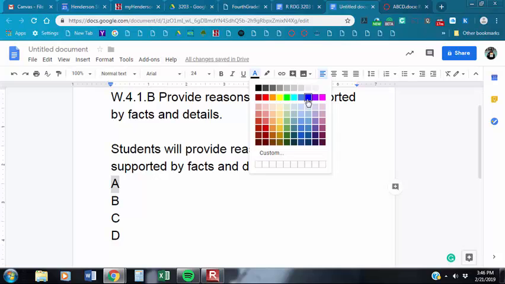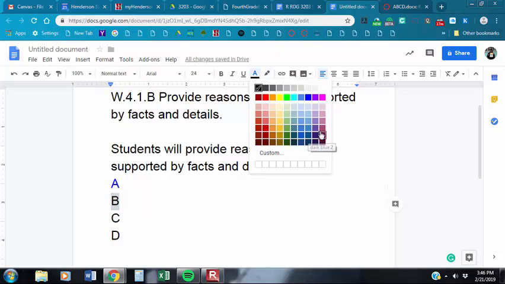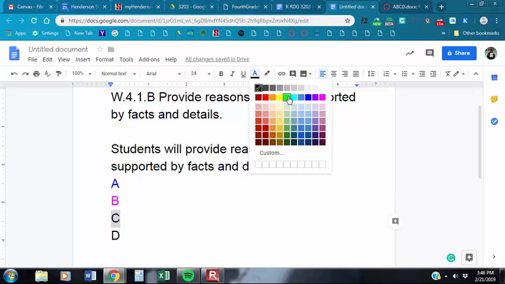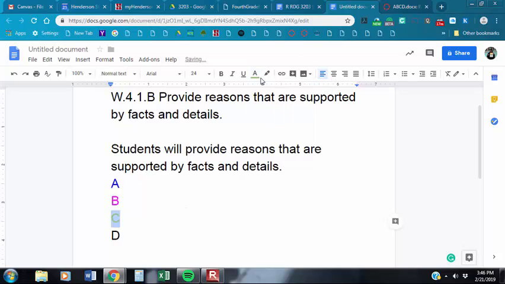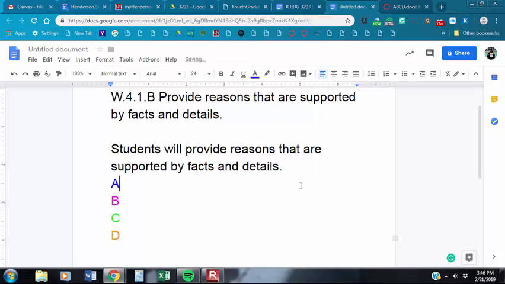Text color. Let's go blue. Let's go bright purple. Let's do green. Now let's make that a brighter green. Too bright. Neon. There we go. And let's do orange. Okay, cool.